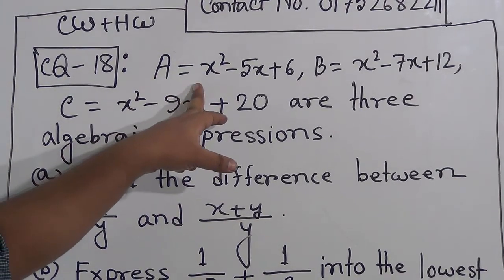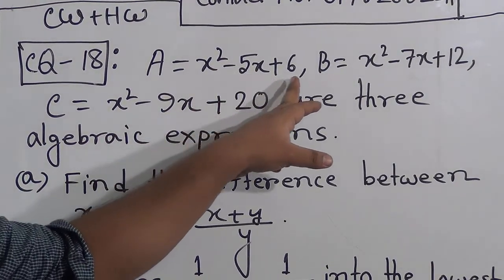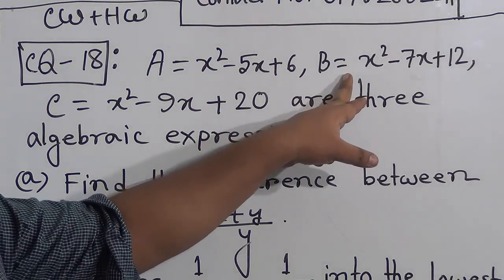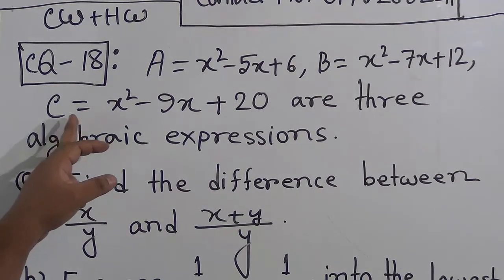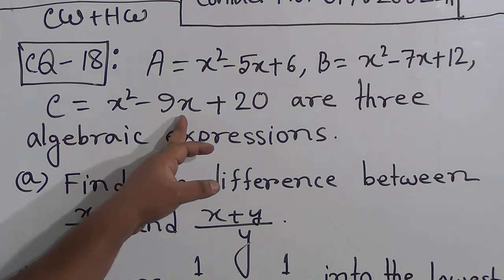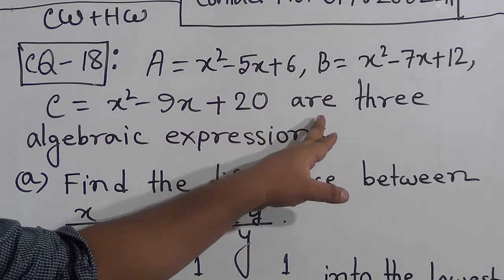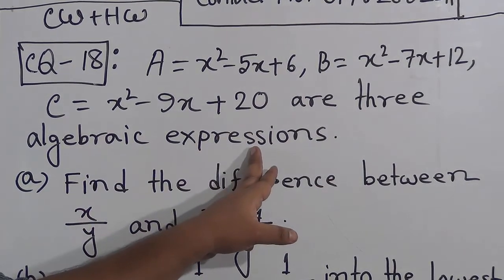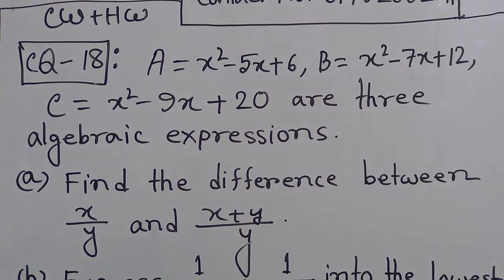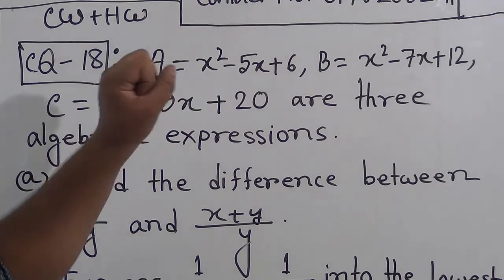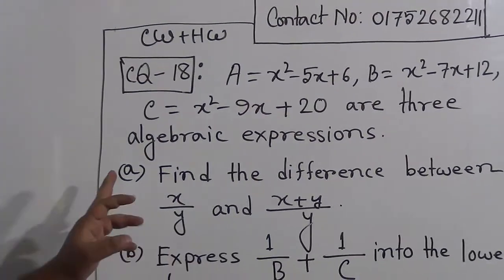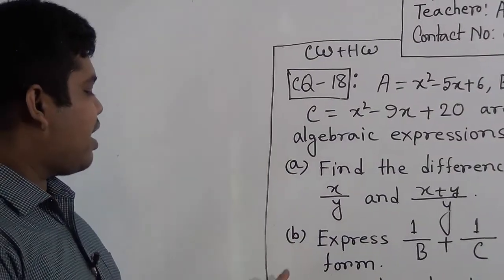A equal x square minus 5x plus 6. B equal x square minus 7x plus 12. C equal x square minus 9x plus 20 are three algebraic expressions. That means three algebraic expressions are given. They are A, B and C. By using these expressions we shall solve three questions, questions A, B and C.